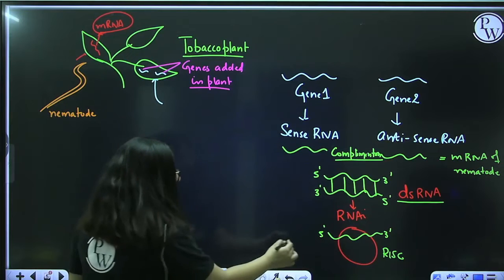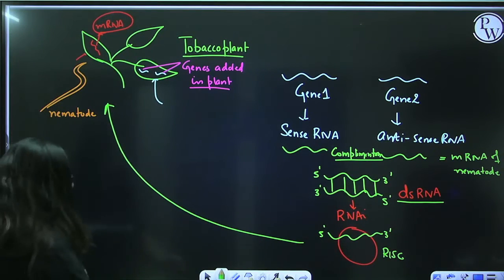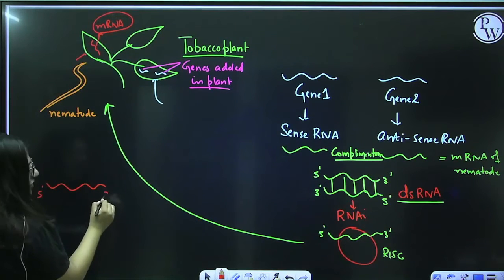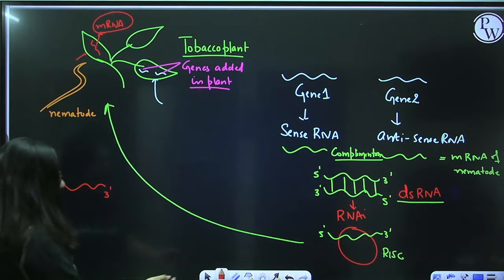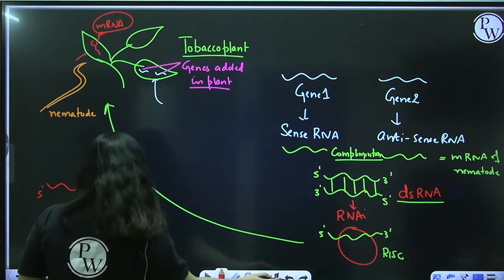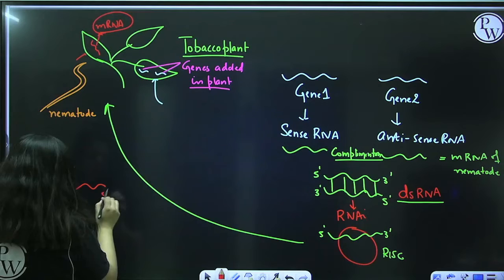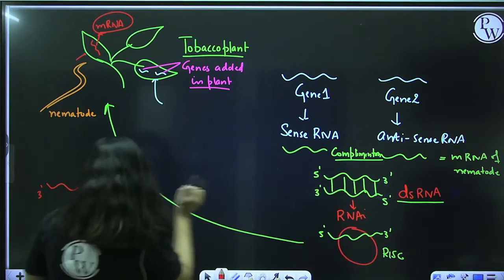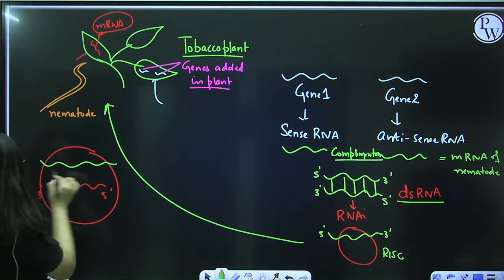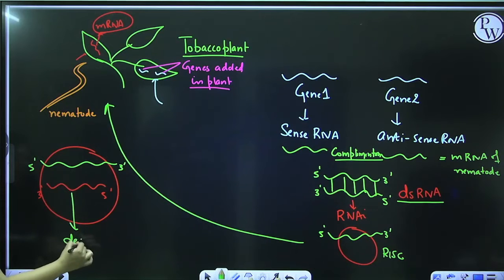And now what will RISC be doing? For example, this nematode is infecting you. So this nematode, when it infects you, will send this 5' to 3' strand, right? So now what will our RISC do? This RISC which has the complementary strand of this one, imagine 5' to 3', will identify it and destroy it.